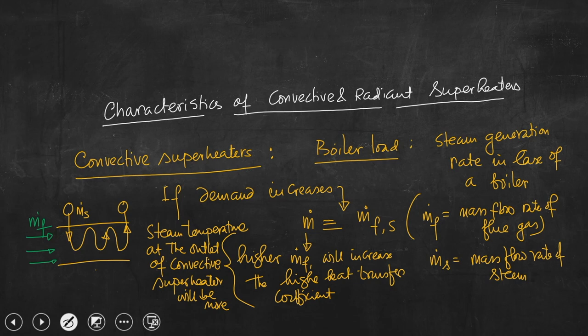So, the effect is, if demand increases, then to meet the demand we should increase the mass flow rate of steam, because demand is nothing but higher m dot s. To get it, we should supply more m dot f. The flue gas flow rate will increase, that will result in higher heat transfer coefficient. Effectively, it will increase the steam temperature at the exit of the superheater. This is the important consequence. So, this is the convective superheater characteristics.